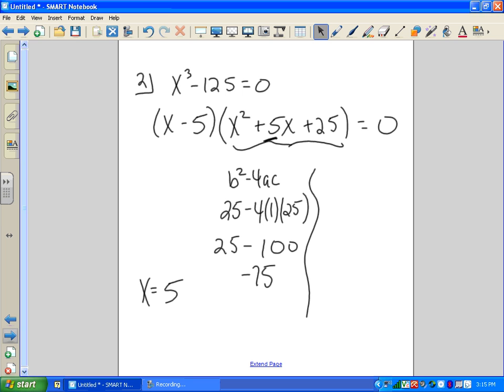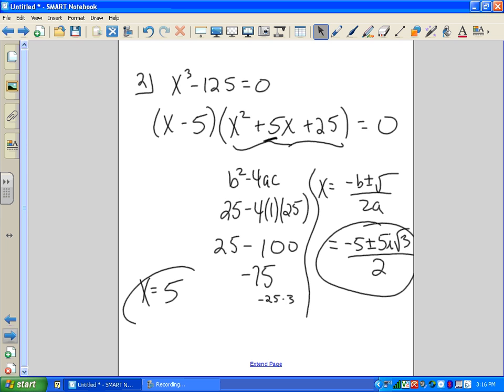Now let's put it in our quadratic formula. Opposite of b, plus or minus the square root of that over 2a. The opposite of b would be negative 5, plus or minus. Now the square root of negative 75 can be simplified by using negative 25 times 3, and so that would simplify to 5i square root of 3 over 2a. 2 times 1 would be 2. That one's not going to reduce. So I've got those 2 imaginary solutions and the 1 real solution.